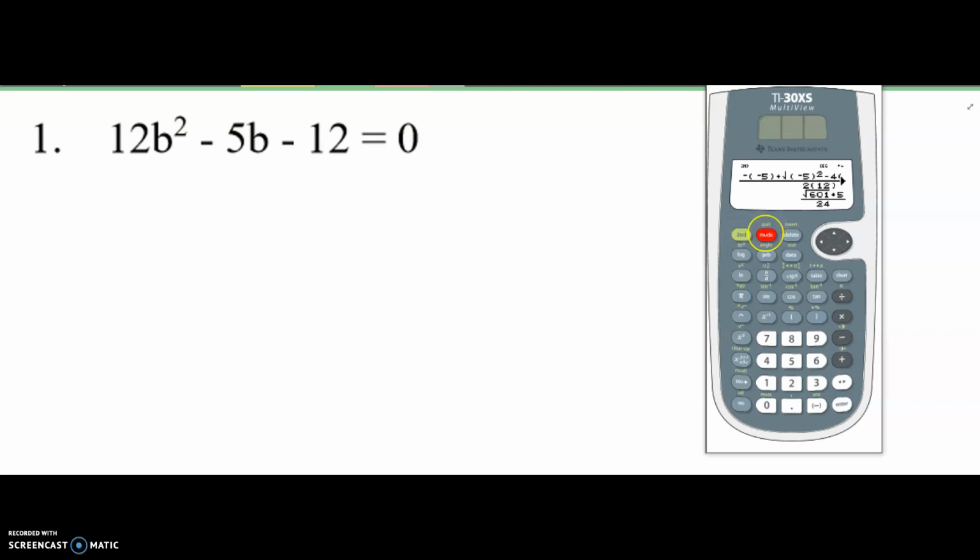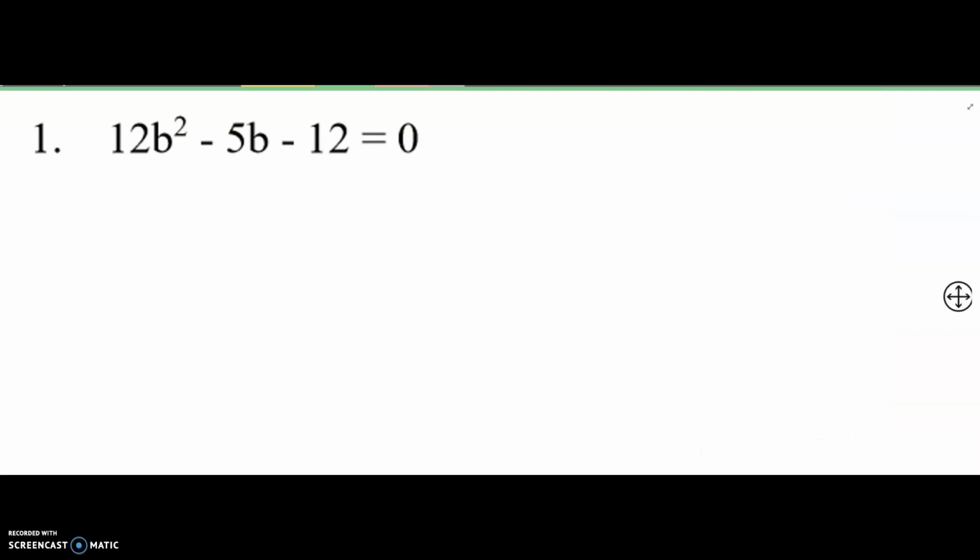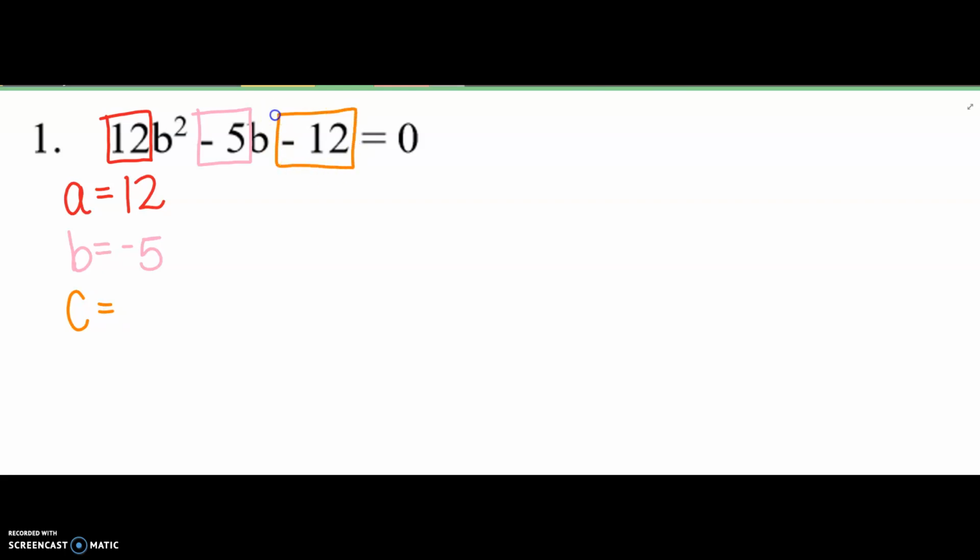Now we're moving on to number 1. The first thing that we are going to check is to make sure that number 1 is in standard form, where we have ax squared plus bx plus c equals 0. And that is true for this problem. So the first thing that I want to do here is to label my a, b, and c. I'll write a equals, and a is the number before the squared variable, which is 12. B equals the number before just the x variable, which is negative 5. And c equals my constant, which is negative 12.